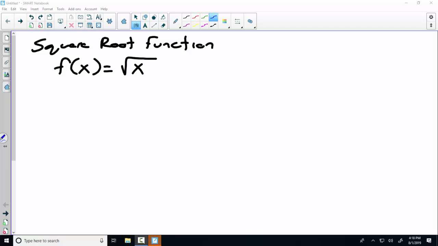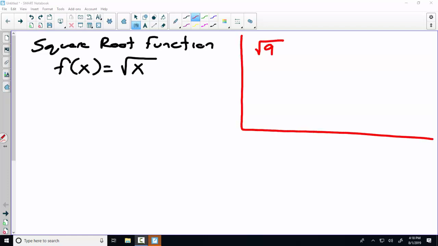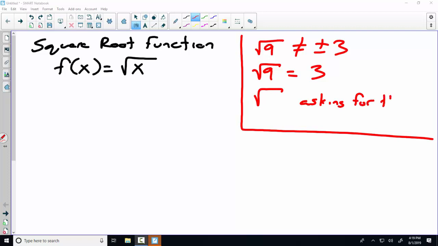A lot of times people get confused by this symbol because they think that if you put a 9 under there and ask for the square root of 9, the answer is plus or minus 3. But that's false, everyone. You don't ever want to say that. The square root of 9 is actually just 3, because the square root symbol is asking for the positive square root only. So when you take the square root of 9, please don't say plus or minus 3, just say 3.